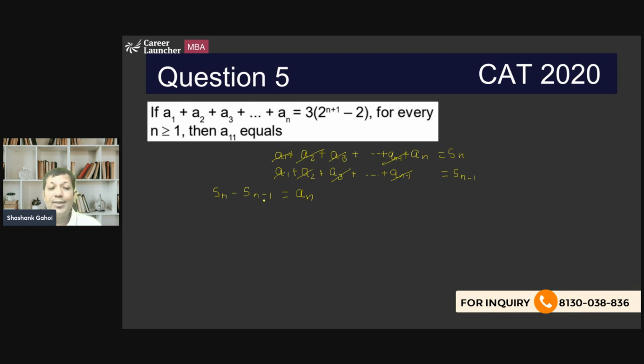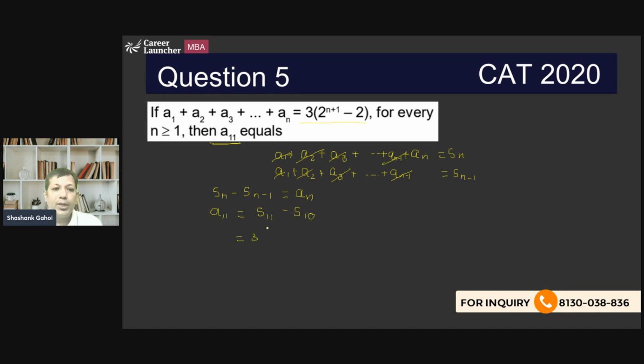So basically when this kind of question is asked and the question talks about the value of a11, right? So the question is talking about the value of a11. So a11 is what? a11 is S11 minus S10. So S11 is what? I'm going to plug in 11 over here.